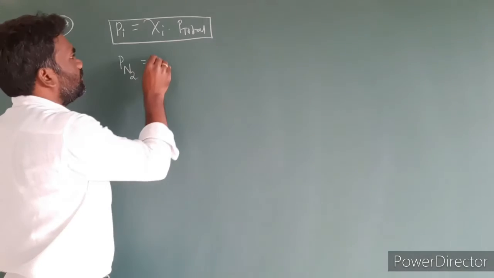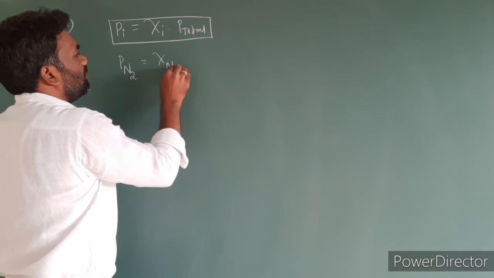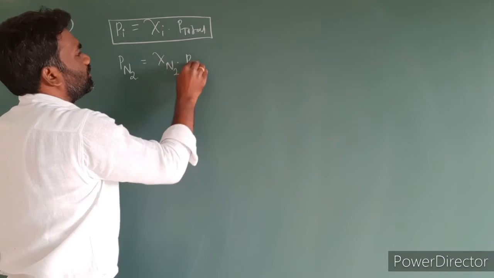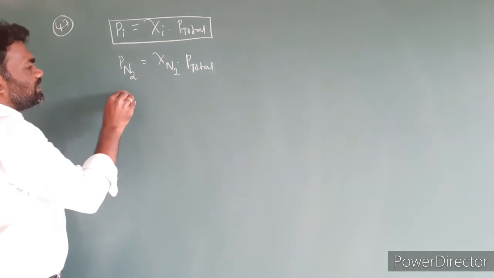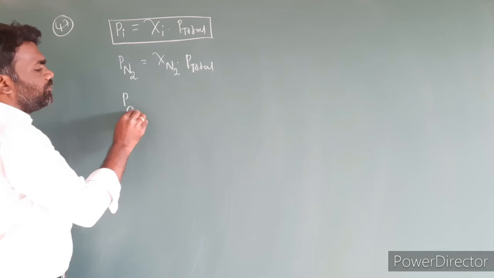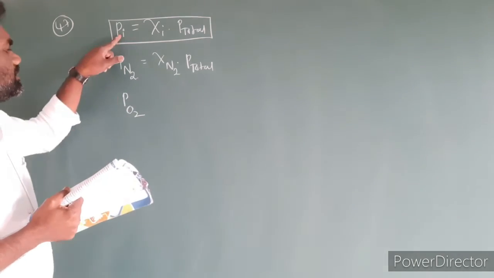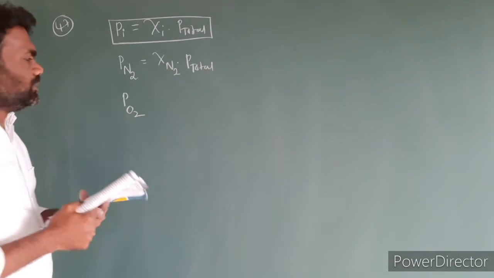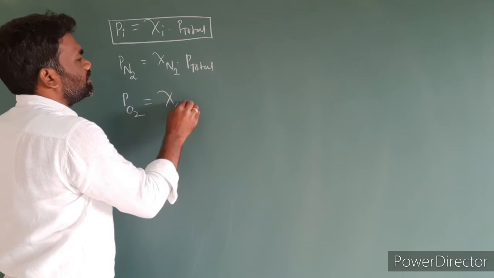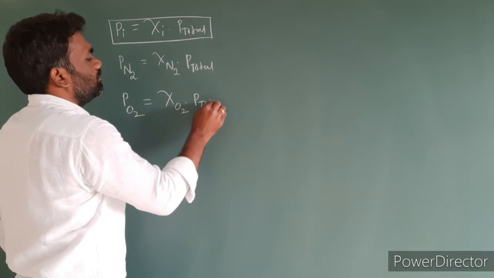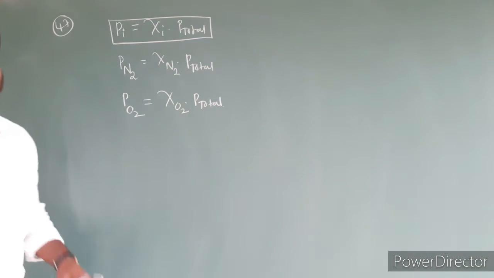The partial pressure of nitrogen is equal to the mole fraction of nitrogen into P total. Next, the second gas, oxygen, is given. Partial pressure of oxygen: in the place of the ith gas, in the second case I am taking oxygen. So the partial pressure of oxygen is equal to the mole fraction of oxygen into P total.